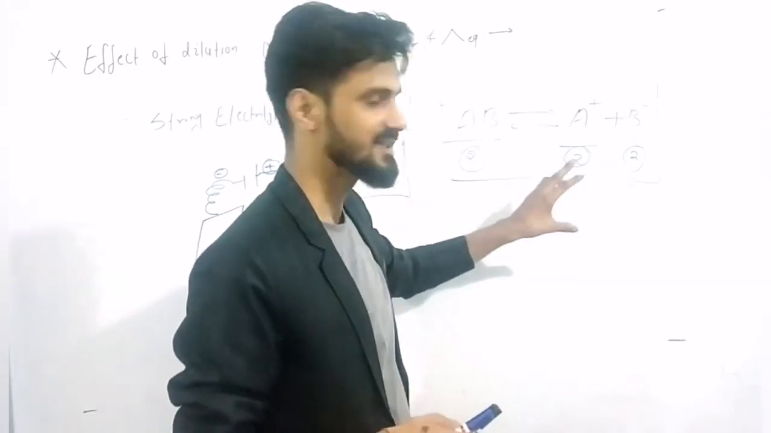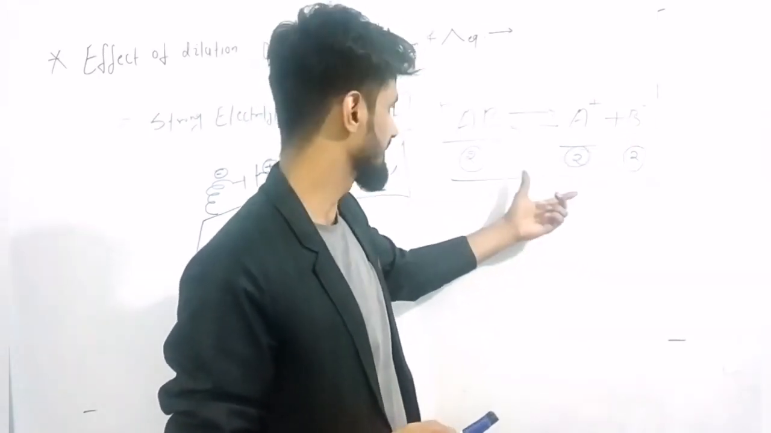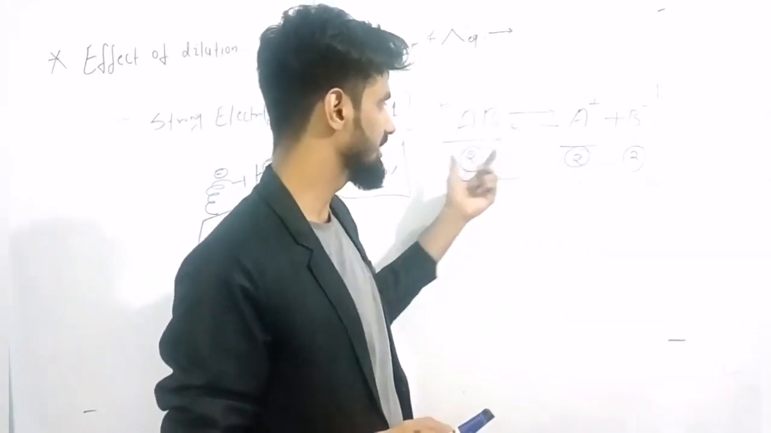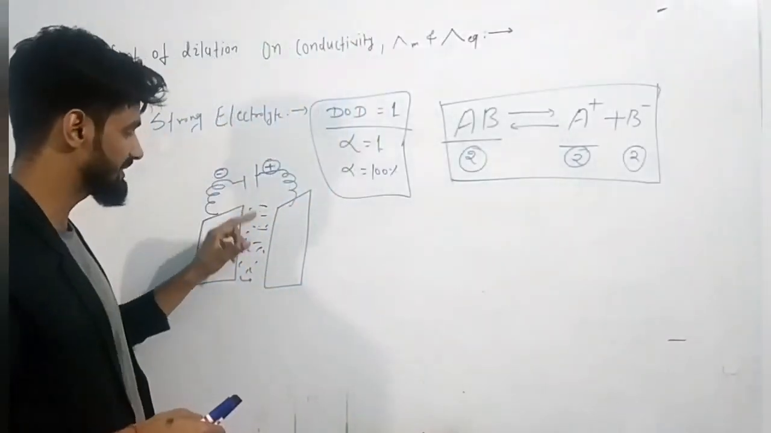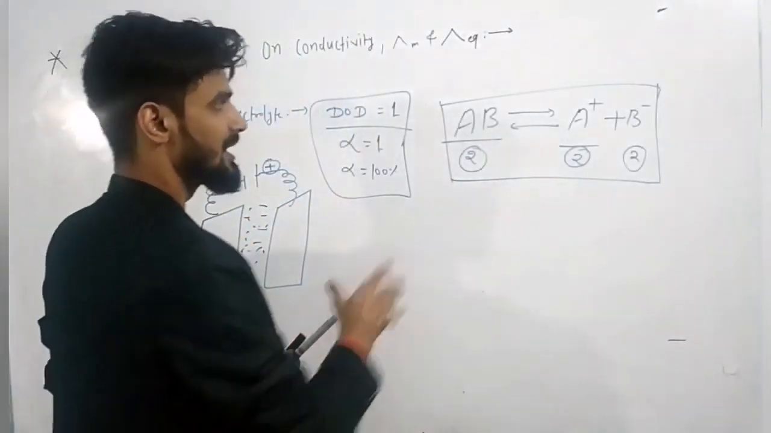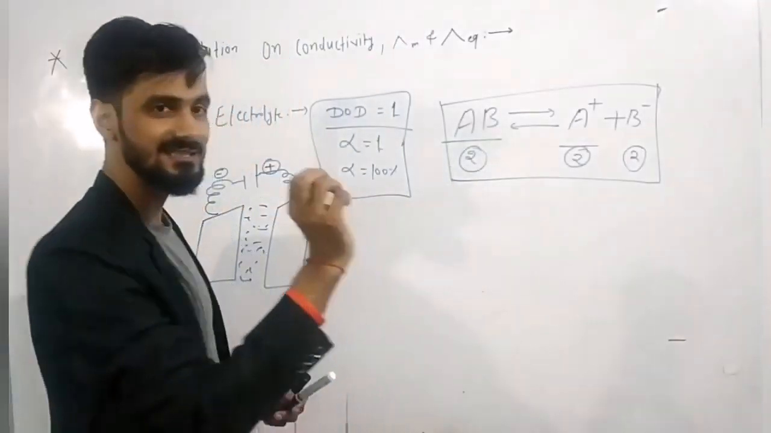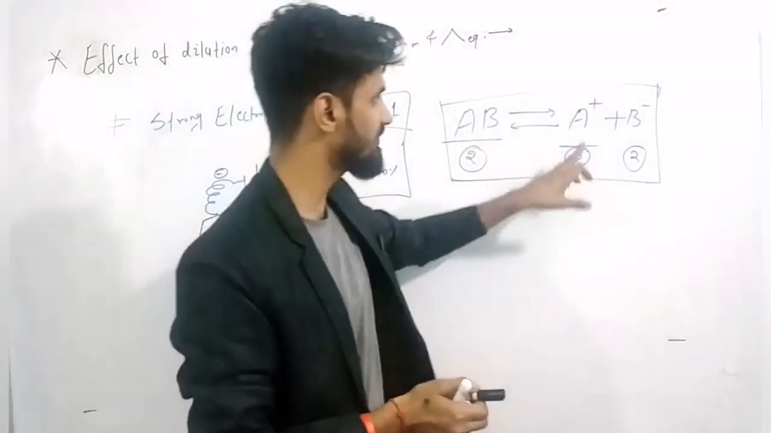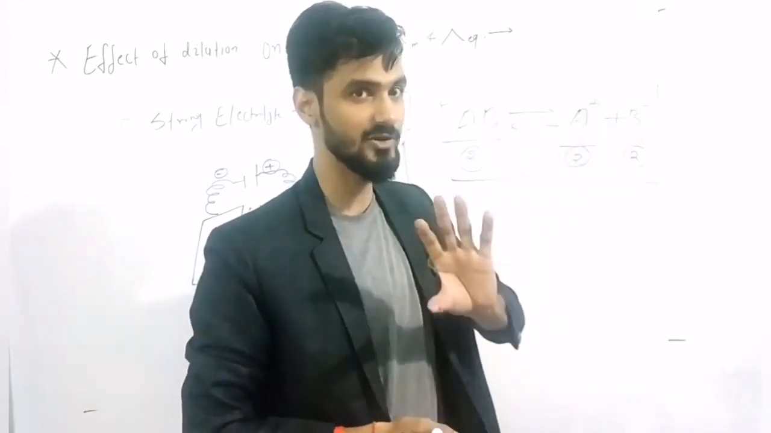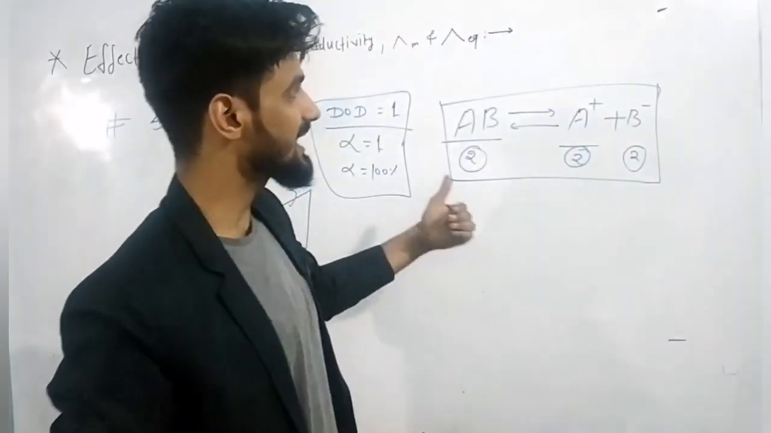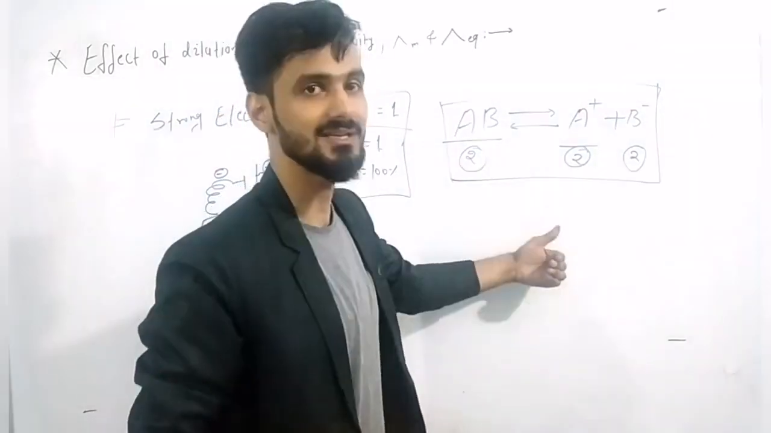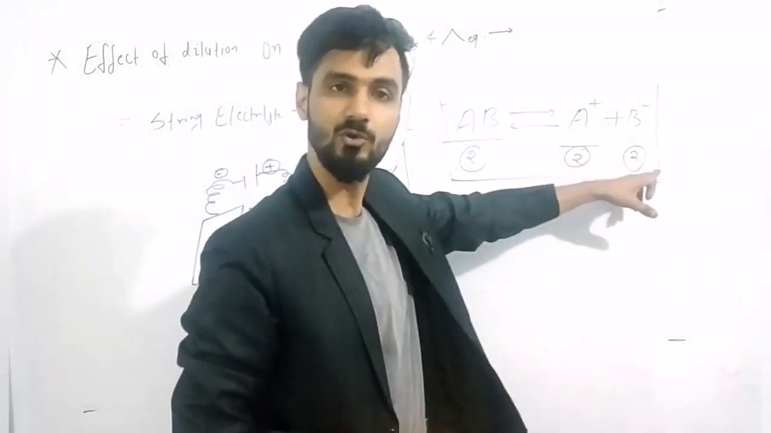Okay, after dissociation, now what will happen? Understand one thing. If you are going to dilute, it is not going to dissociate further. Already it is 100% dissociable. The number of ions in the solution is not going to increase, meaning the number of A plus and B minus ions is not going to increase. Then how is the molar conductance going to be increased? Understand one thing, because the number of ions is not going to be increased.